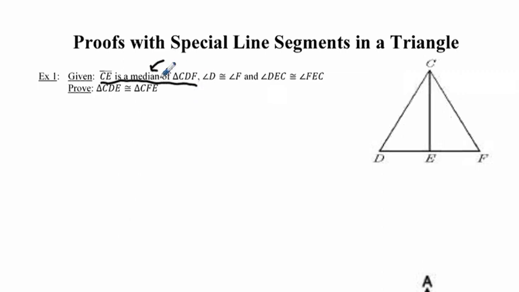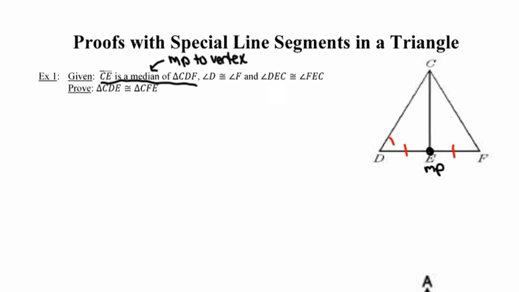And this is where you really have to know what your vocab means. Median, remember, connects a midpoint to a vertex. So in other words, if segment CE is a median, that must mean that point E is a midpoint. And if point E is a midpoint, we know then that segments DE and EF have to be congruent.